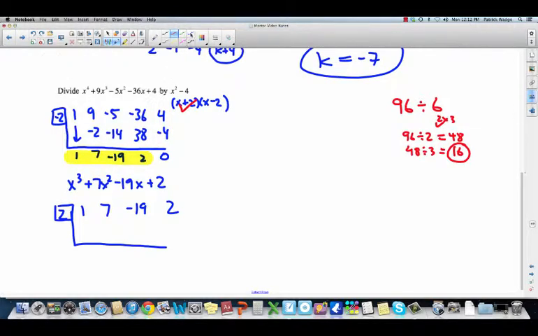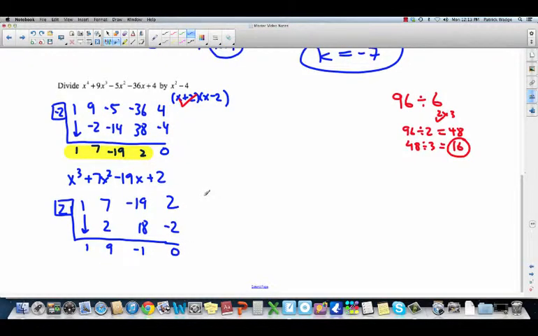Okay, so here we go. We're going to do synthetic division. Drag down the 1. 2 times 1 is 2. 7 plus 2 is 9. 2 times 9 is 18. Negative 19 plus 18 is negative 1. 2 times negative 1 is negative 2. Add those together, get 0. Hey, again, we have no remainder. It doesn't have to be that way. That's just the way they made this question.